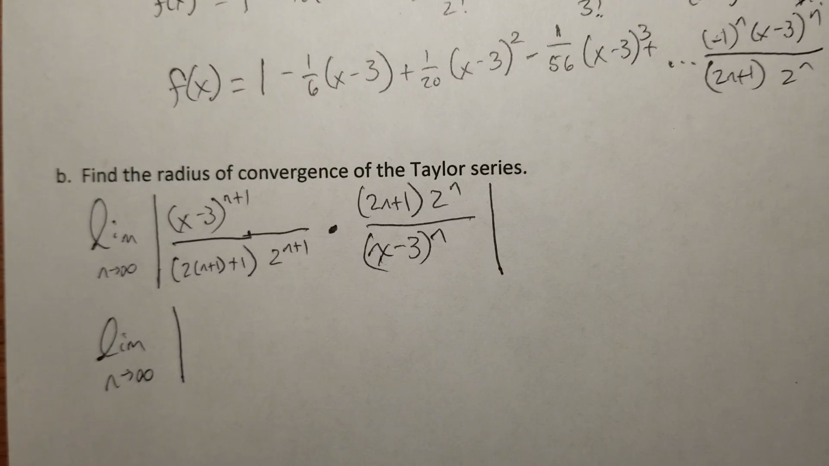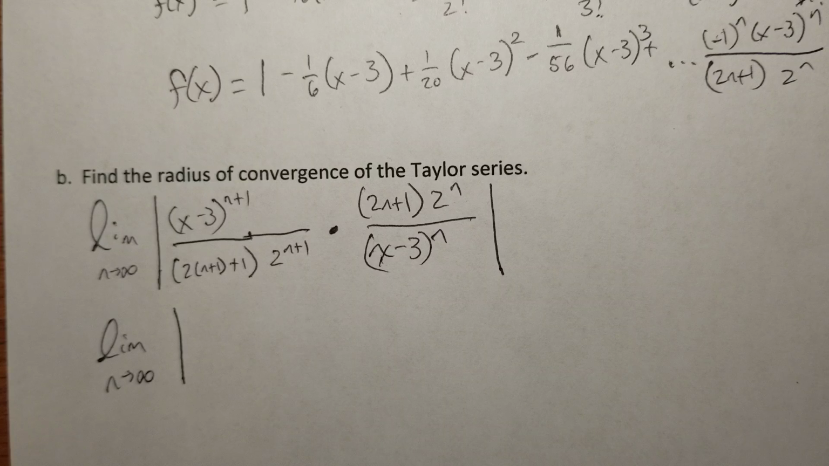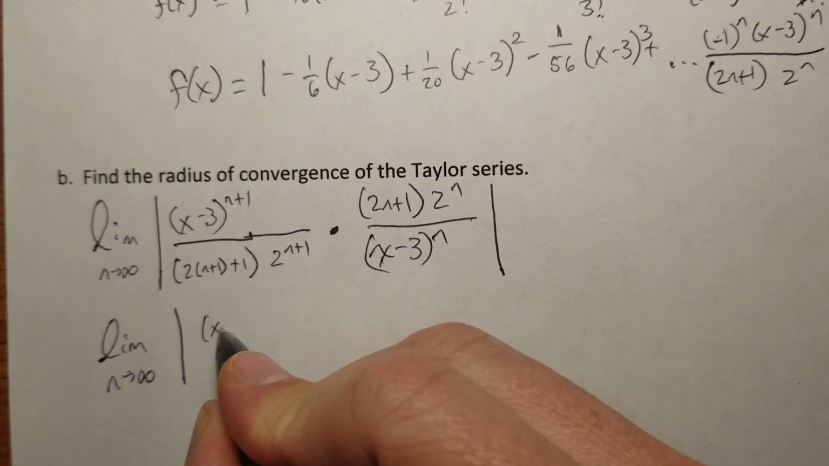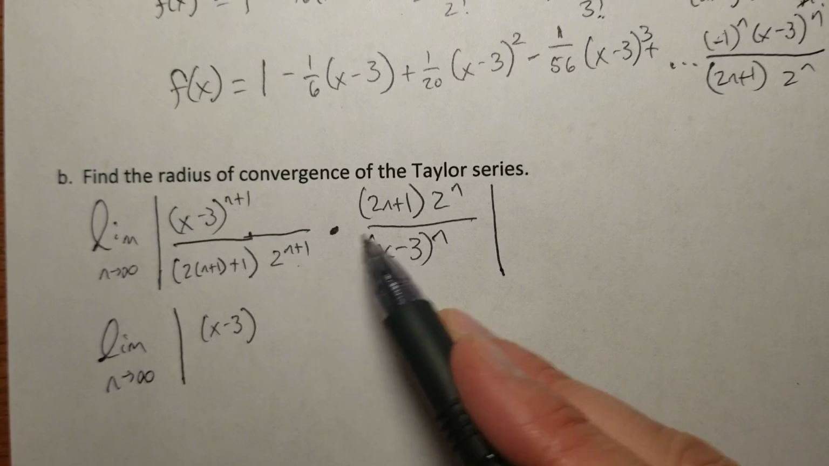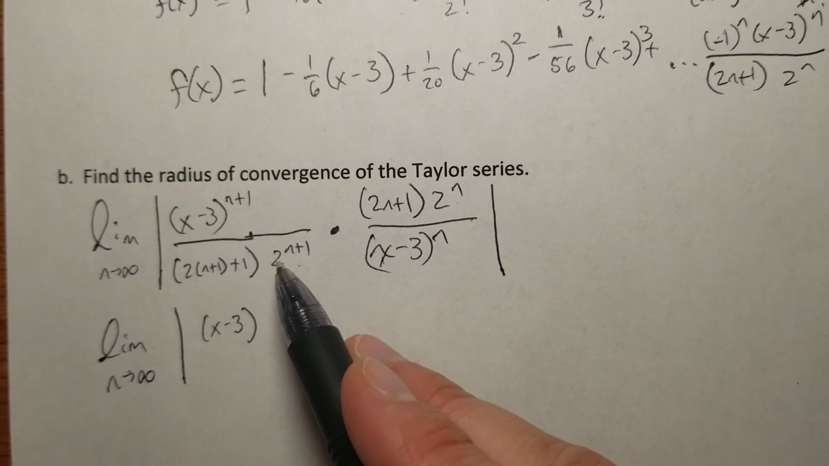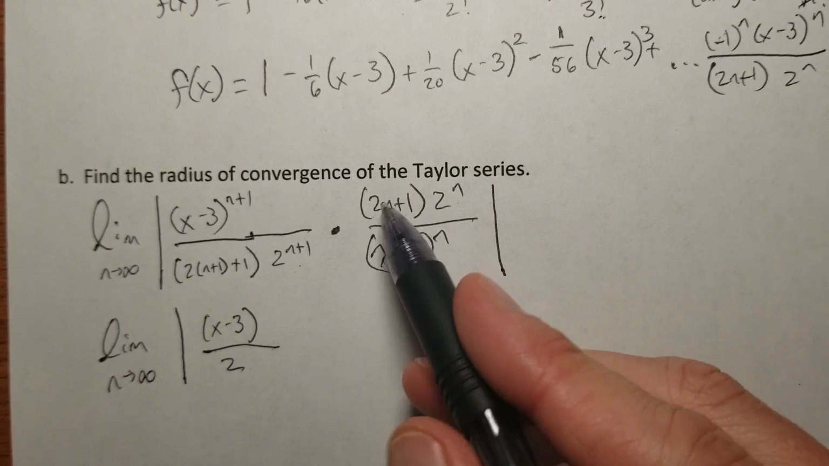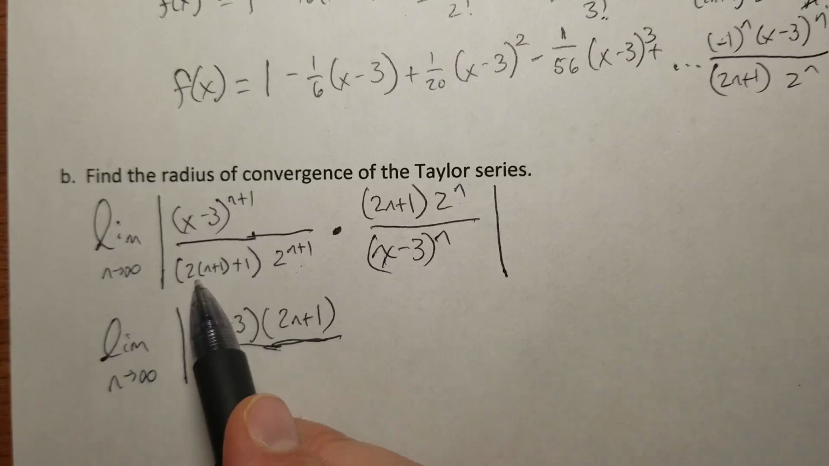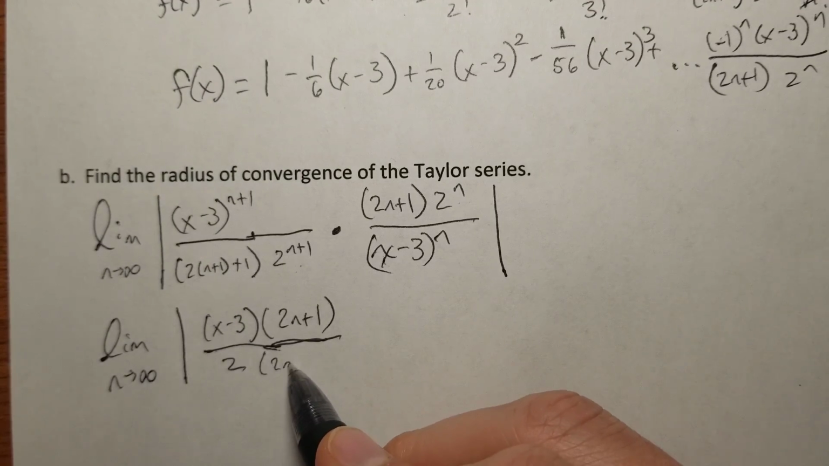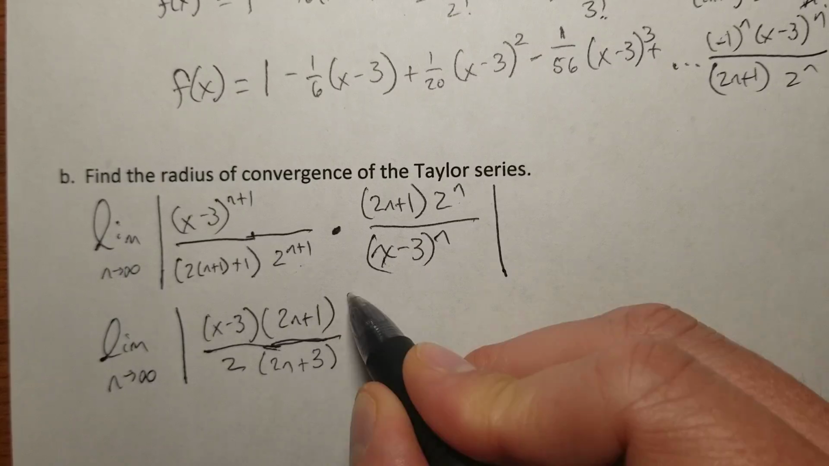Absolute value. I'm going to do x minus 3 to the n plus 1 over x minus 3 to the n. If I'm going to subtract those powers using my power properties, I think I'll just end up with x minus 3 to the first. I think 2 to the n over 2 to the n plus 1, there's one additional 2, so that's going to be divided by 2. Let's see, 2n plus 1. I'm going to see if I can do any simplification here in just a second. I see, times 2n plus 2 plus 1, which is 2n plus 3.